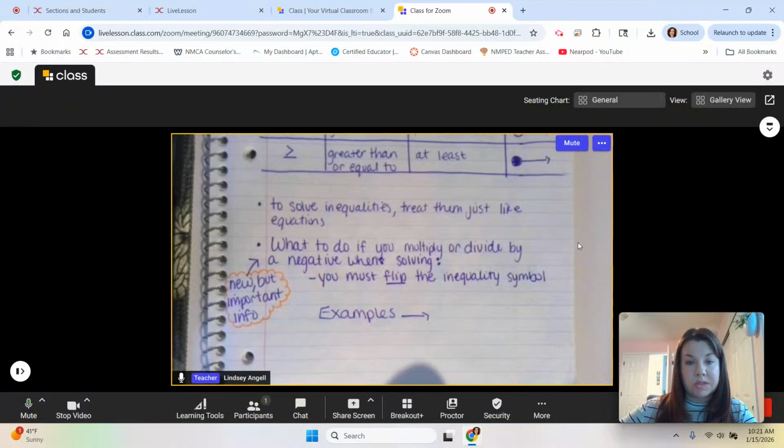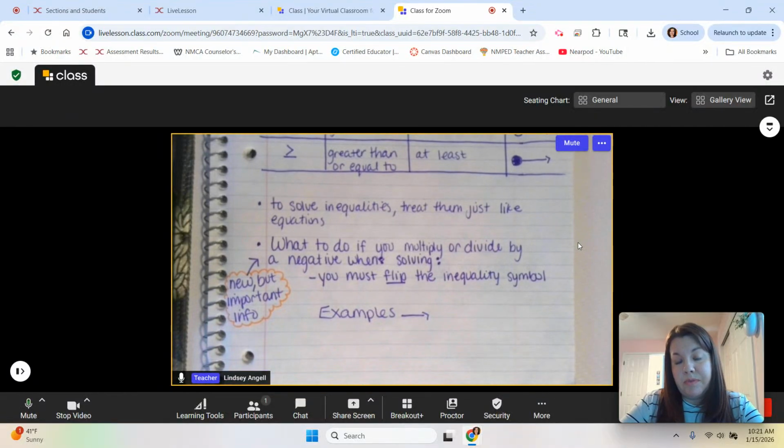Just some quick notes before we get into some examples. To solve inequalities, treat them just like equations, right? So we've been working with this for a couple weeks now. And so, yeah, you solve just like you would with equations.